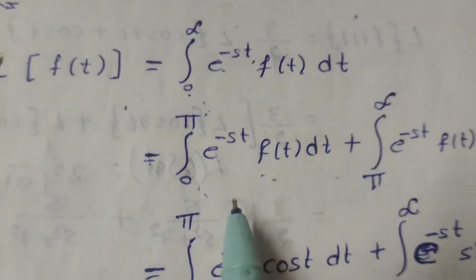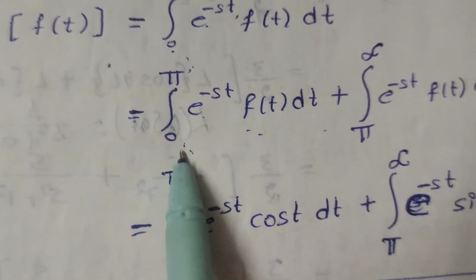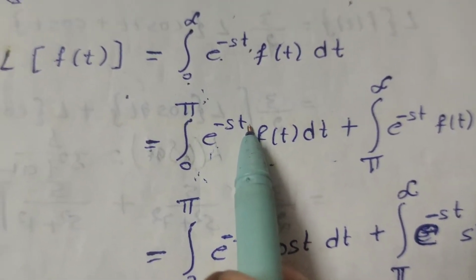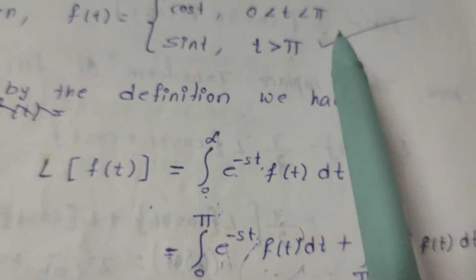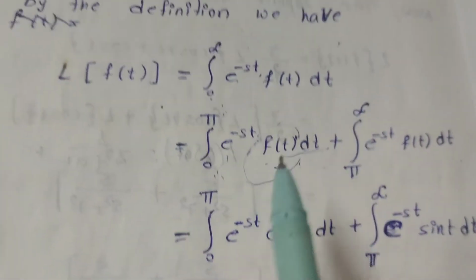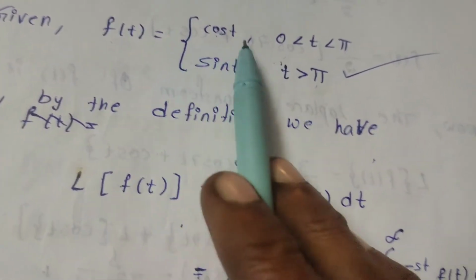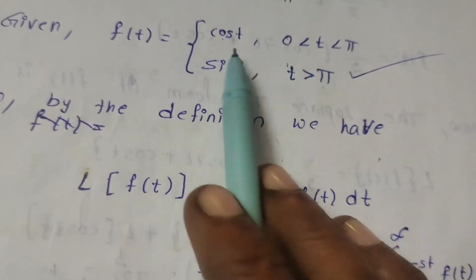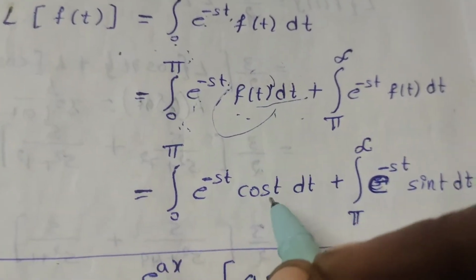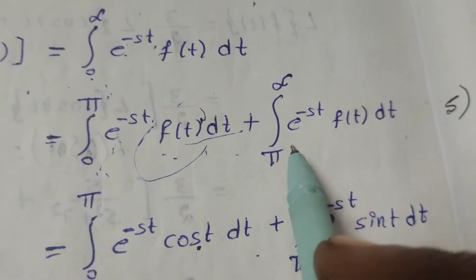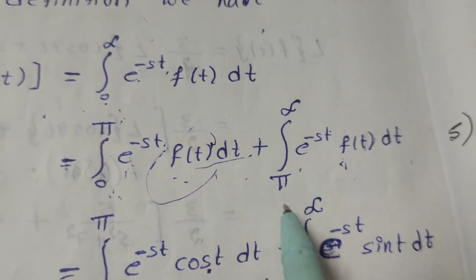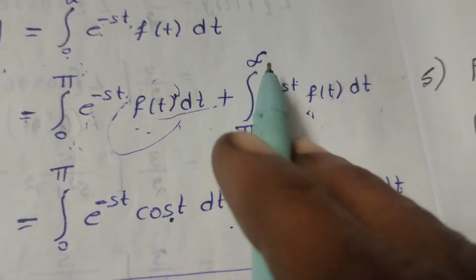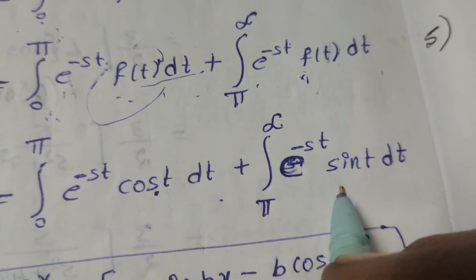Now, in the integral from 0 to pi of e^(-st) f(t), the function on the limit 0 to pi is cos t, so in place of f(t) write cos t. In the limit pi to infinity, the function is sin t, so in place of f(t) write sin t.